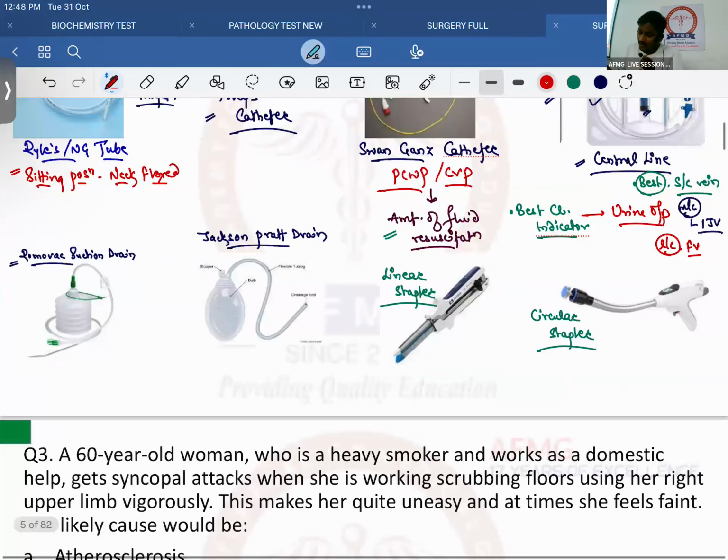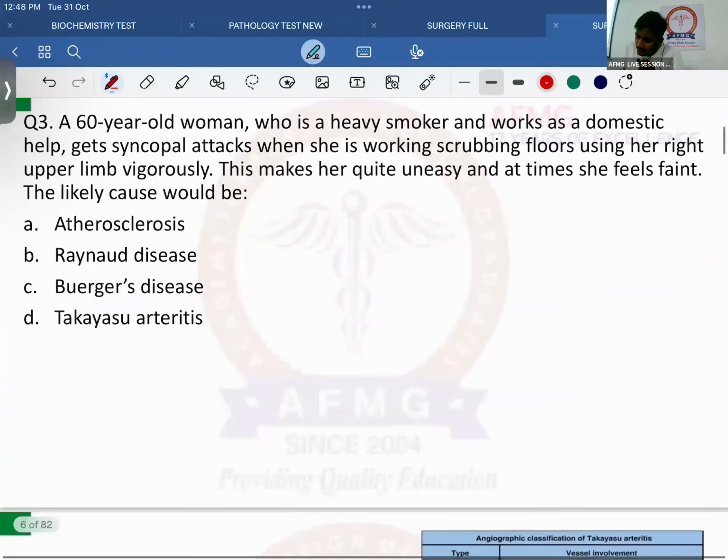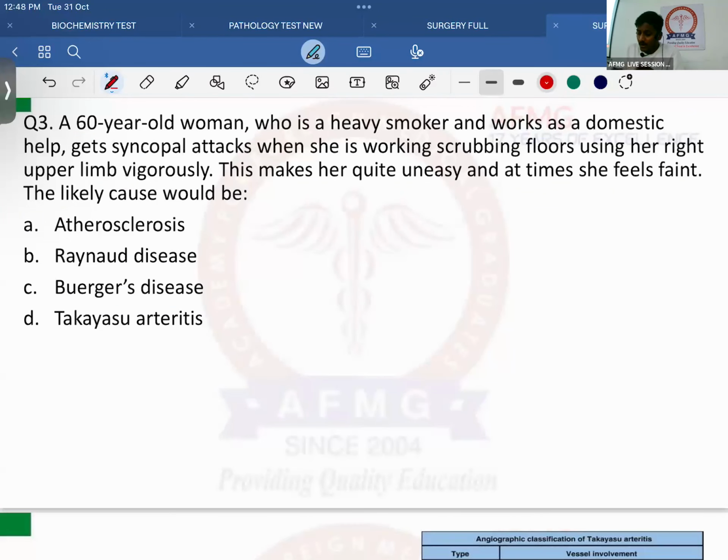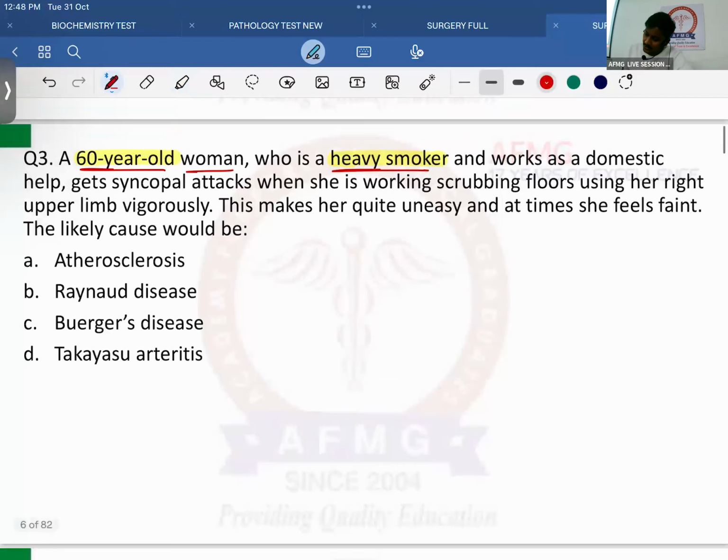Question number 3 now. It states a 60-year-old woman, beta, who is a heavy smoker and works as a domestic help, gets syncopal attacks. What is a syncopal attack, beta? Very good. Patient will actually get dizzy, okay, or the patient can even fall unconscious at times.